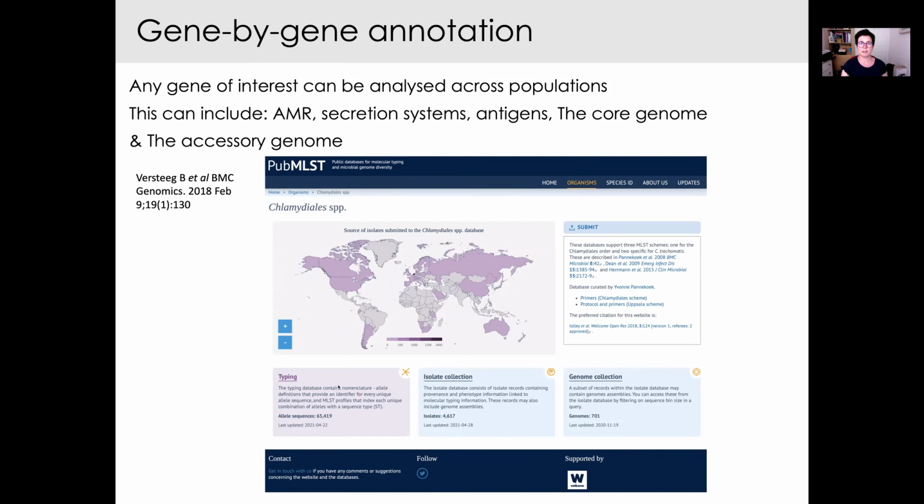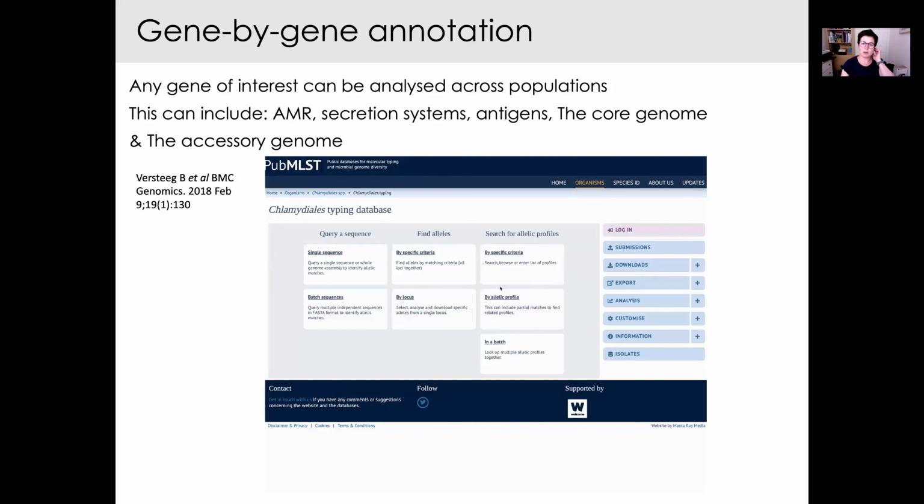something we've developed extensively for both the Neisseria gonorrhoeae and the Chlamydiales databases. Gene by gene annotation allows any gene of interest to be analysed across populations, between populations, within single isolates, and these genes can include those associated with antimicrobial resistance or secretion systems. So for example, Chlamydia has a type 3 secretion system, which is very important for virulence. Antigens, if you're interested in vaccine research, or indeed the core and accessory genomes.